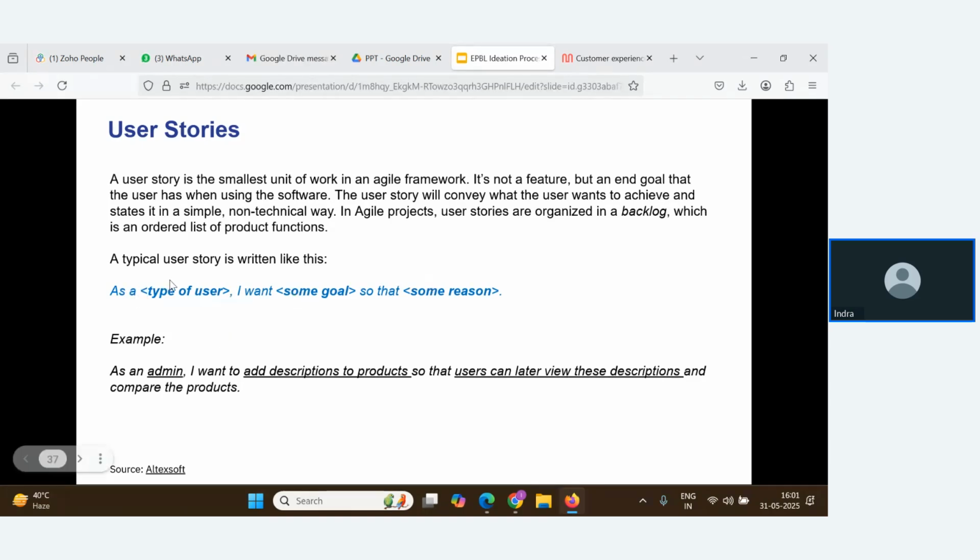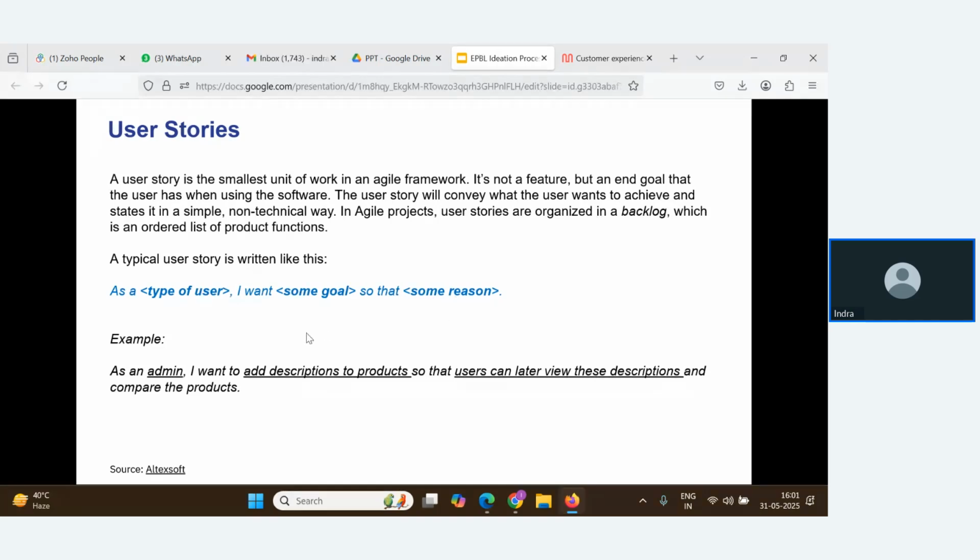The main features of a user story are nothing but who, what, and why. Who means you are identifying the user or your persona, for example a customer, admin, or manager. What describes the user's goal or action. And why means explaining the value and the reason behind any specific action.